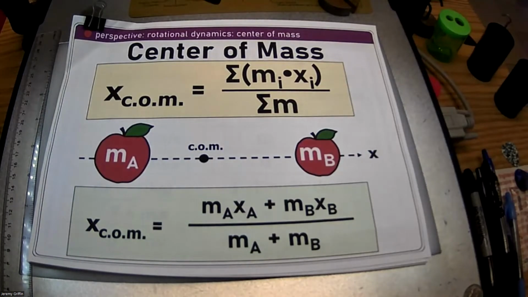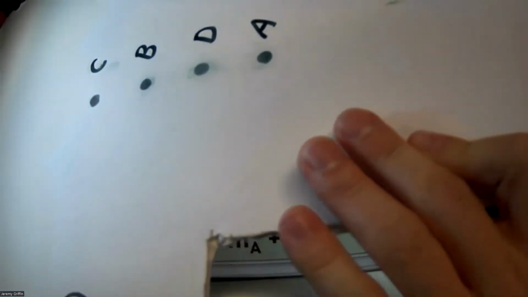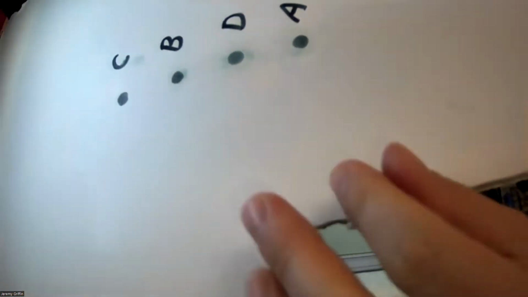One other way you can figure out center mass: it's always the point that it's going to balance on. Now we figured out it's point D, right? Let me try this.